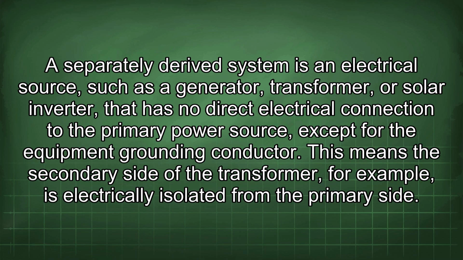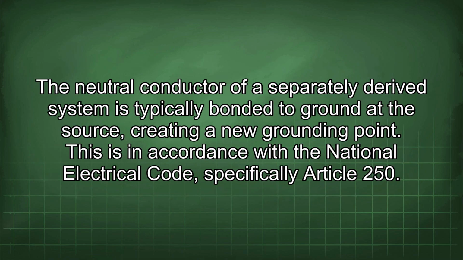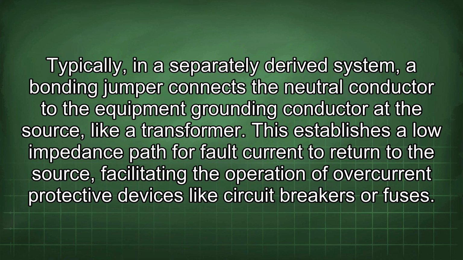This means the secondary side of the transformer, for example, is electrically isolated from the primary side. The neutral conductor of a separately derived system is typically bonded to ground at the source, creating a new grounding point. This is in accordance with the National Electrical Code, specifically Article 250. Typically, in a separately derived system, a bonding jumper connects the neutral conductor to the equipment grounding conductor at the source, like a transformer. This establishes a low impedance path for fault current to return to the source, facilitating the operation of overcurrent protective devices like circuit breakers or fuses.